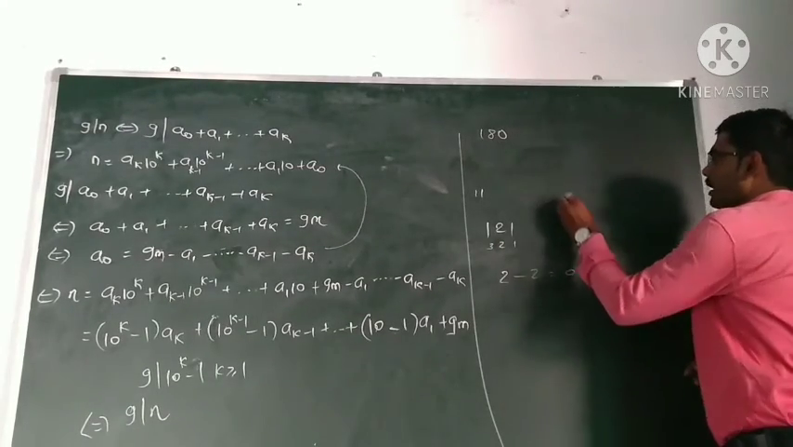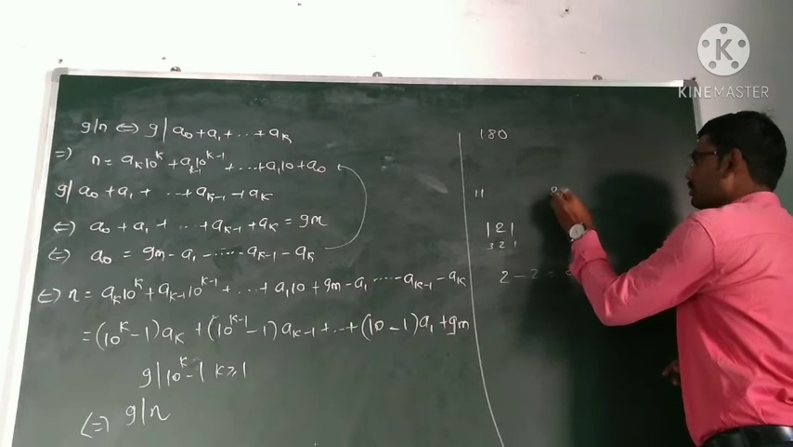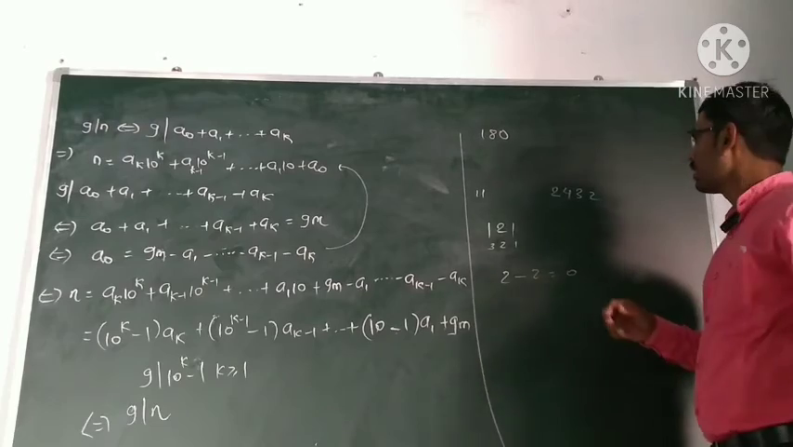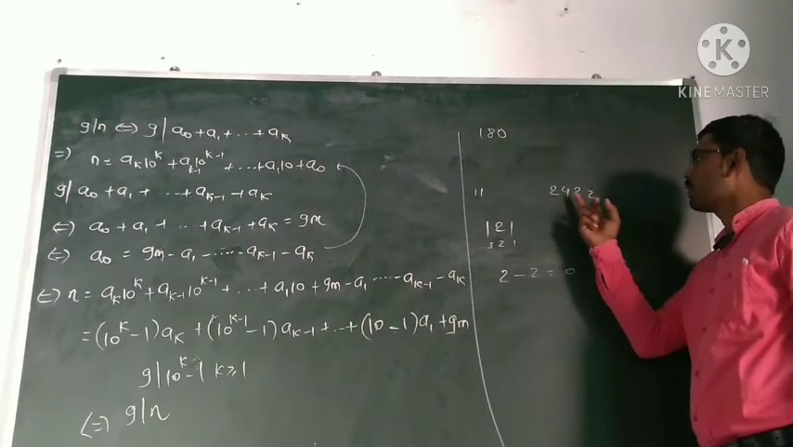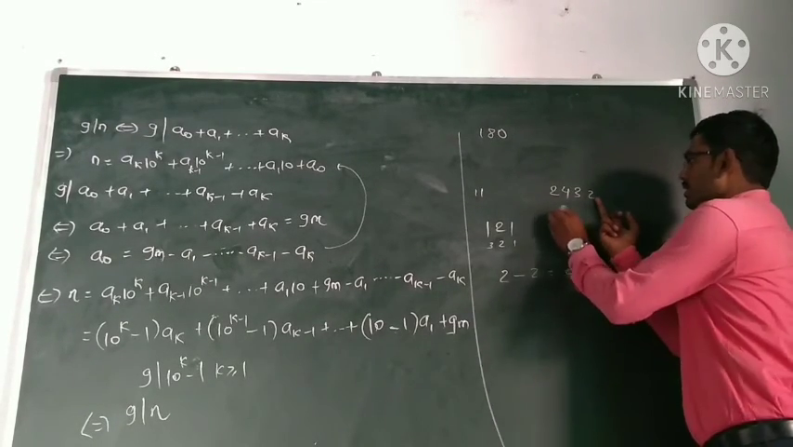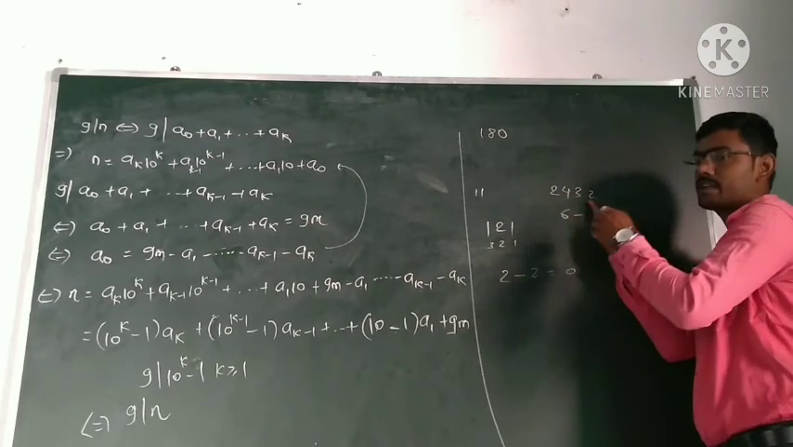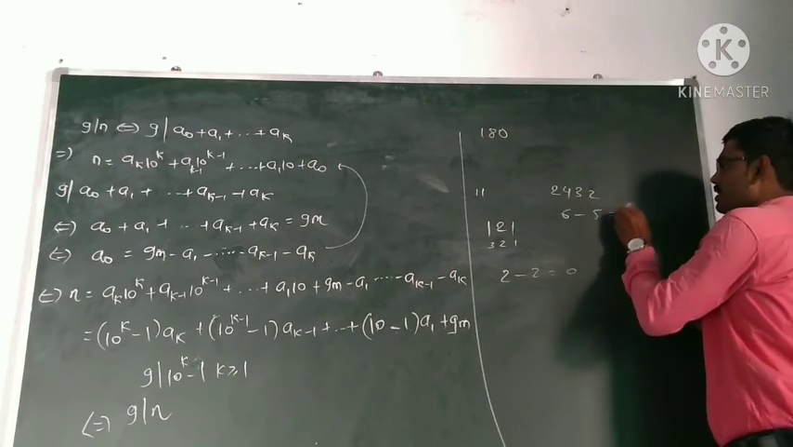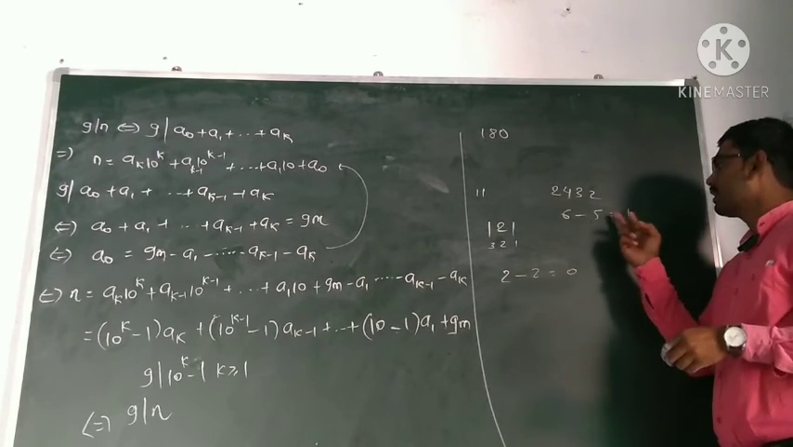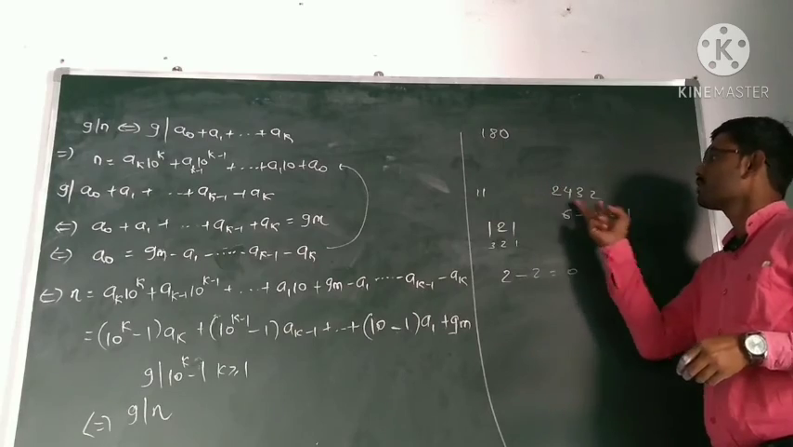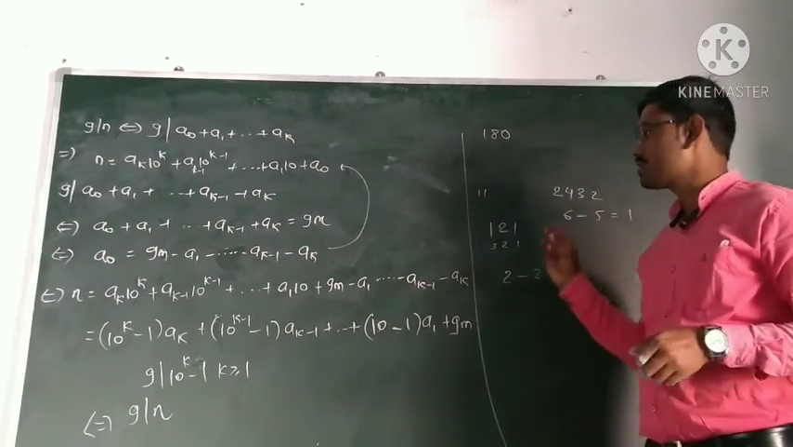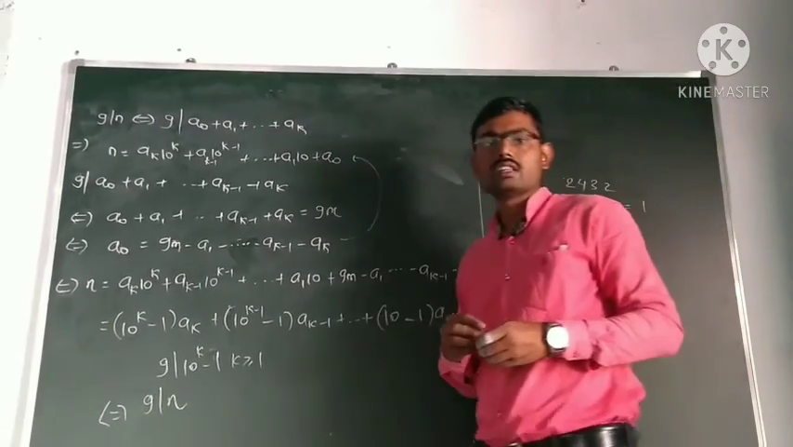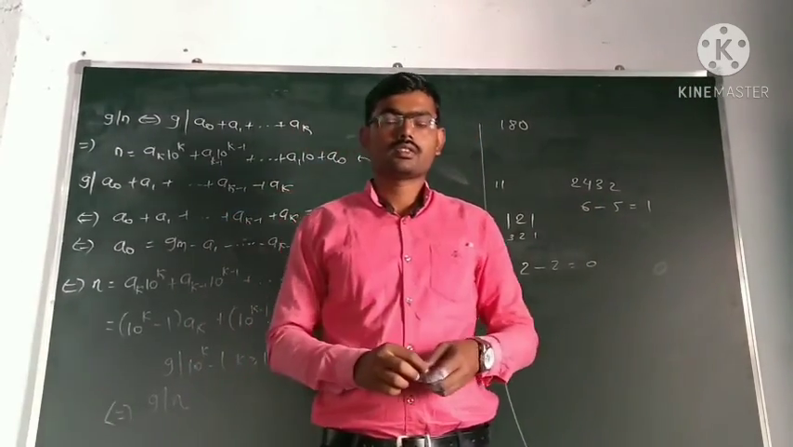For example, we will take now the number 2, 4, 3, 2. The sum of digits at odd places, 4 and 2... 4 plus 2 is 6, minus the sum of digits at even places, 2 plus 3 is 5. 6 minus 5 is equal to 1. 11 does not divide 1. So 11 does not divide this number 2, 4, 3, 2. Okay, so this is the divisibility by 11. So thank you.